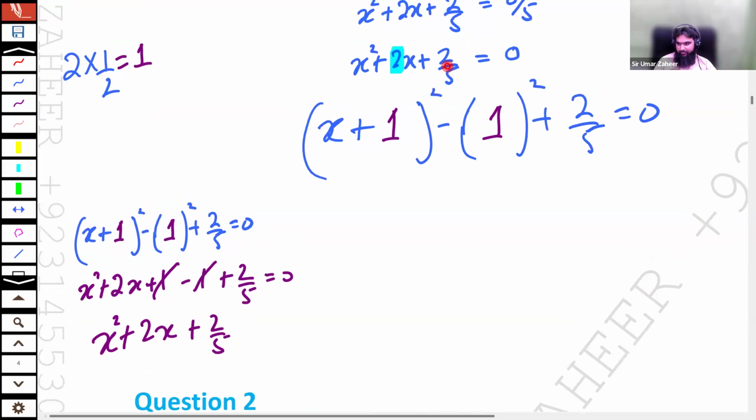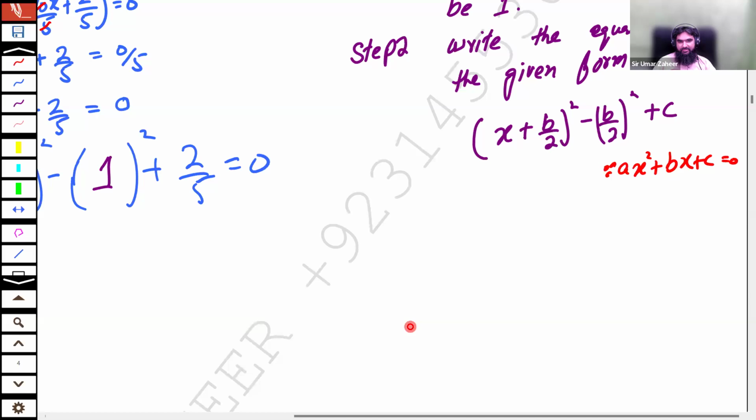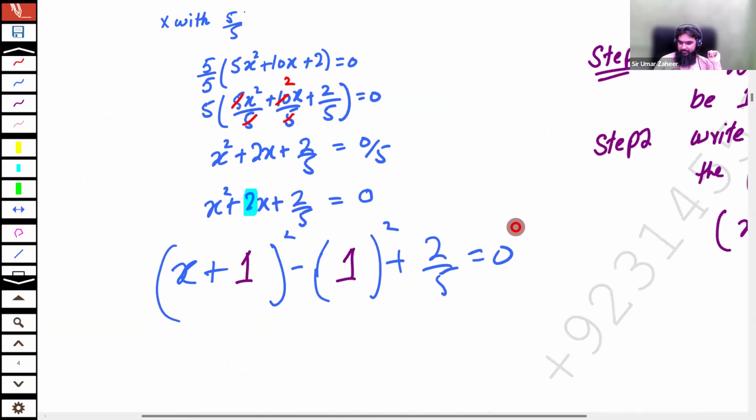So look here, this is our equation. Technically, I'm not changing anything in my equation. I'm just writing it in another format. So the easiest way is to memorize this format. What is the format? You have to write the equation as x plus b over 2 whole square minus b over 2 whole square plus, obviously, the constant term. Yes, everyone, this step is known as completing the square. Any question?